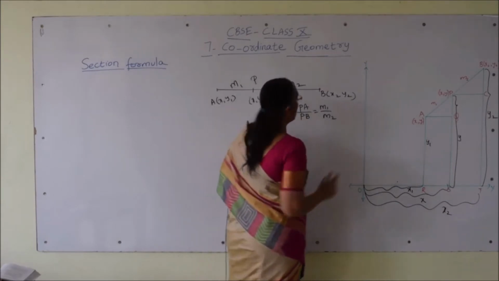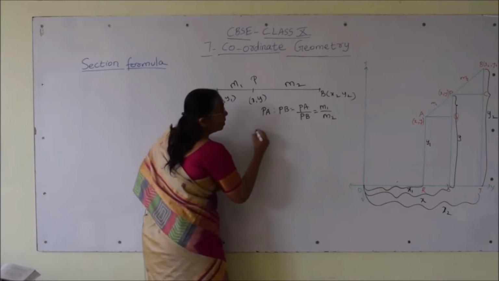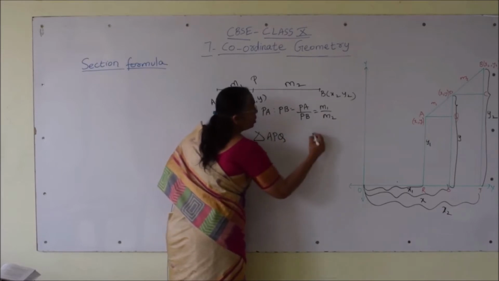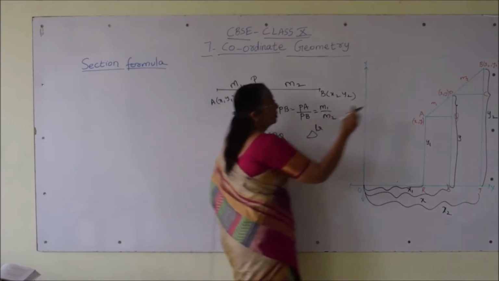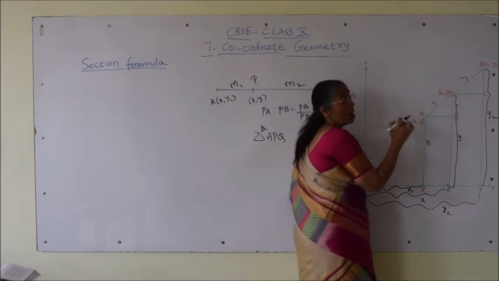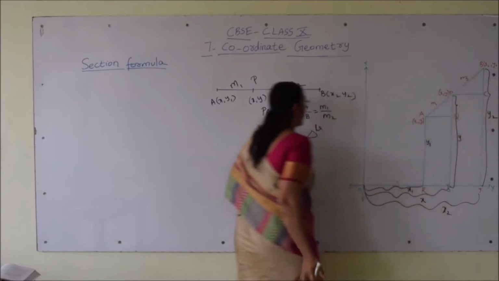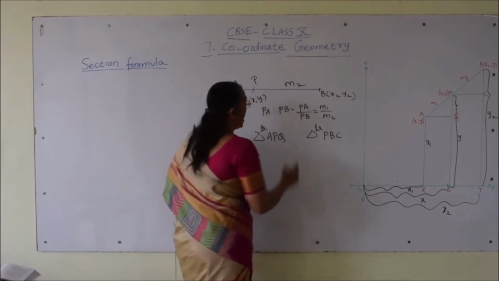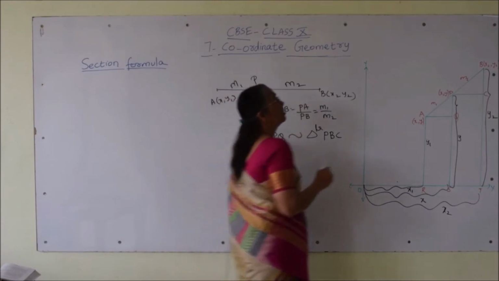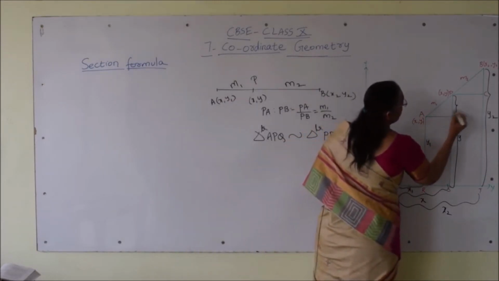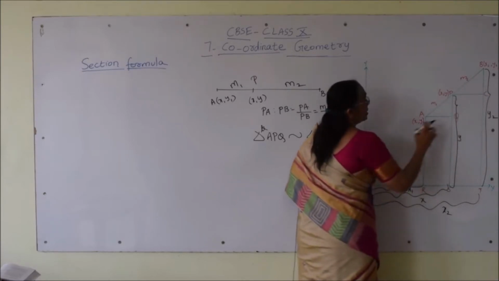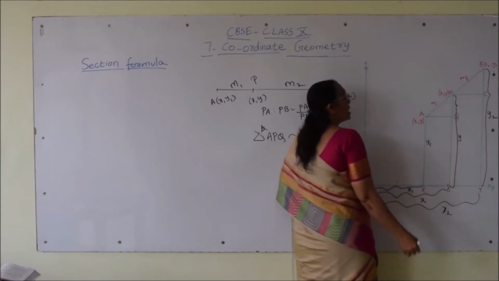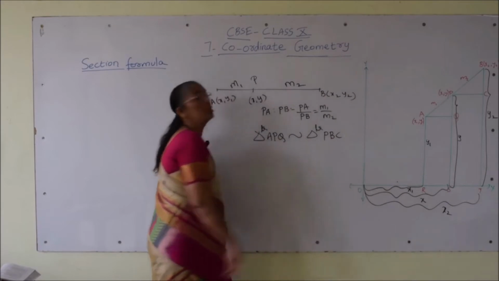Now, consider the two triangles. First I consider triangle APQ, and consider triangle PBC. We can say that these two triangles are similar triangles. You can see the values. Here this is 90 degrees, here 90 degrees angle, and these two lines are parallel. So, we will have the corresponding angles equal. So, these two triangles are similar.